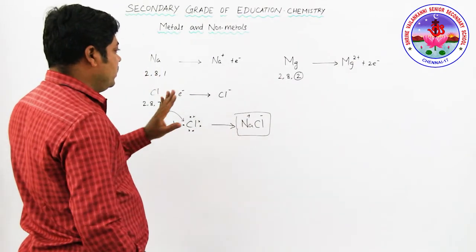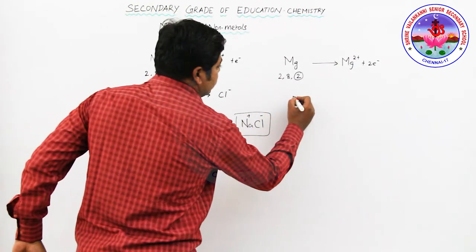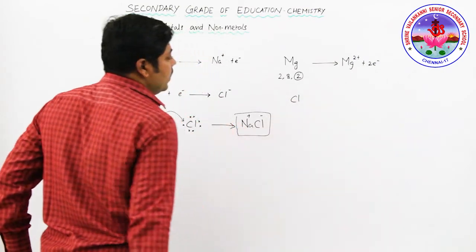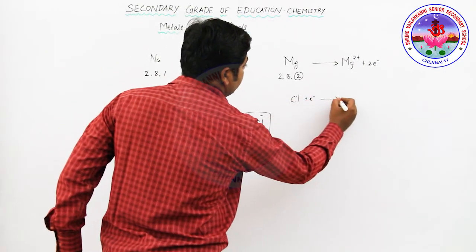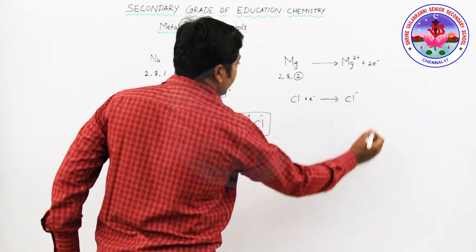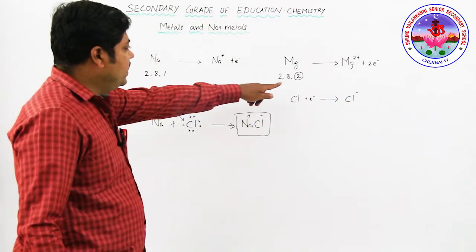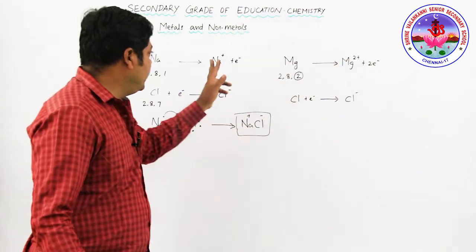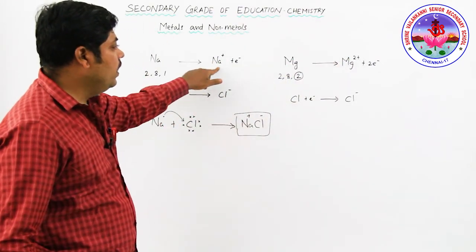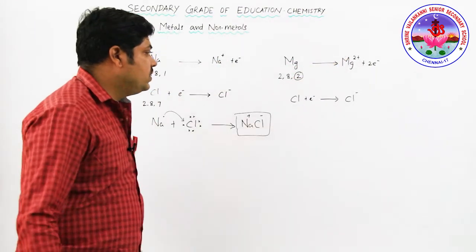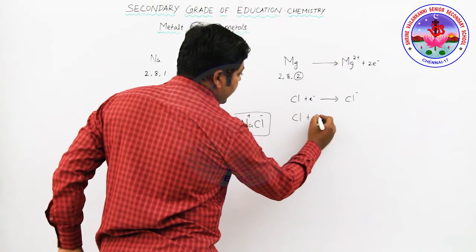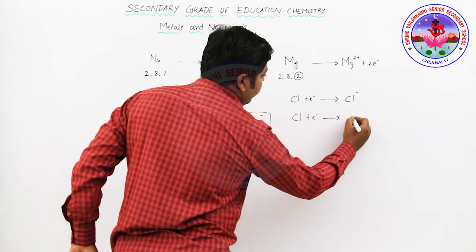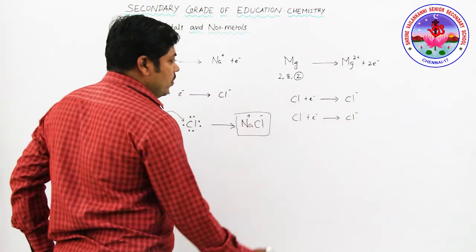Similarly, it is joined with chlorine atoms. The chlorine gains 1 electron to form the chloride ion. Here magnesium has 2+, but in the case of sodium it has only 1. So magnesium has 2, that is why 1 more chlorine atom is joined. Then only the octet is filled.